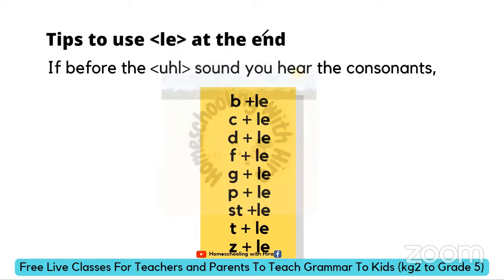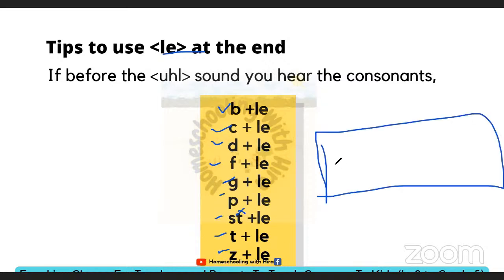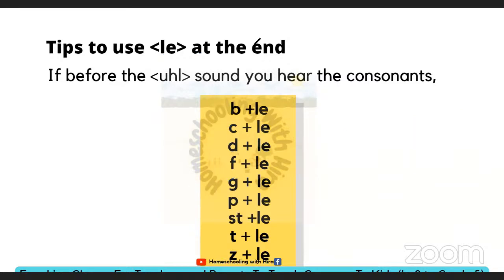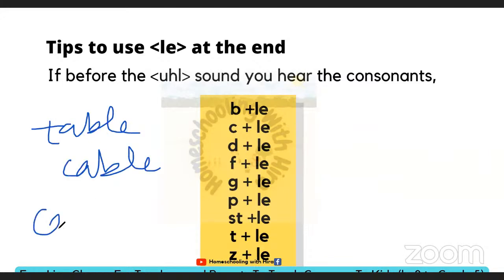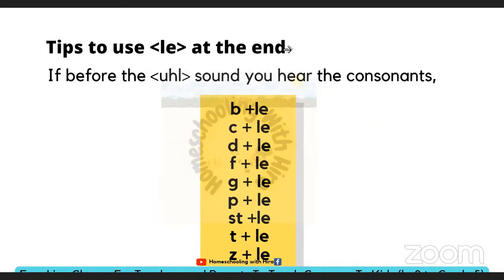Okay. Tips to use LE at the end of English word. LE says the ul sound at the end of English word, right? If before the ul sound you hear the consonant, b, kul, dil, ful, gul, pul, sil, T is silent here. Sil, til, zil. I also showed you a piano for this. These are the piano sounds, right? So if these sounds are with a, you will write B plus LE. For example, table, cable, castle, right? What else? Puzzle, purple. So zil, kul, dil, ful, bul, they will follow the LE pattern for ul sound.